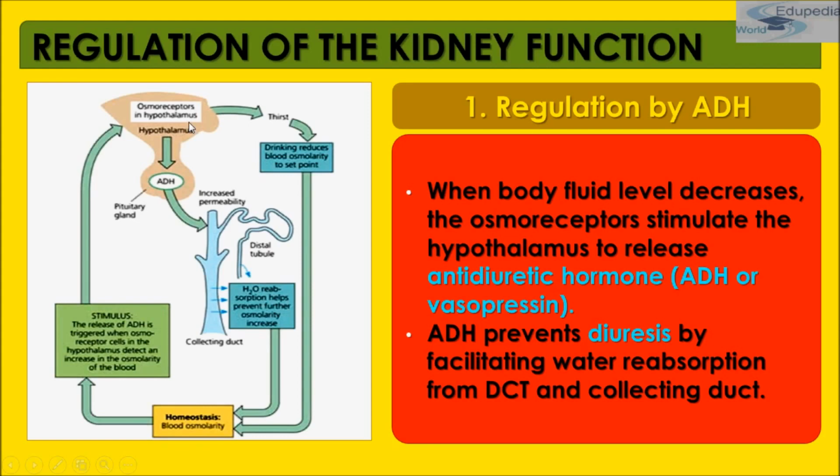When the water content of the body decreases, body fluid becomes concentrated, and this activates the osmoreceptors present in the hypothalamus to secrete ADH. So now ADH causes reabsorption of water from urine, and the urine becomes hypertonic. Now the urine has become hypertonic.